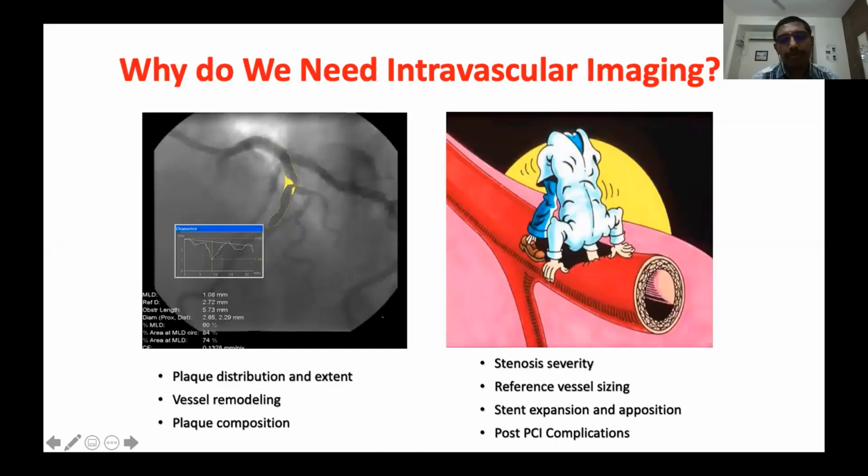So this limits its capacity to quantify the stenosis and to size the reference vessels for stenting, and it is again limited in correctly estimating stent expansion and apposition. More importantly, it is less sensitive for detecting post-PCI complications. That's why, even though coronary angiography still remains the primary modality for decision making and guiding our intervention, we need an additional modality to better understand what is happening inside the vessel wall and inside the stent.